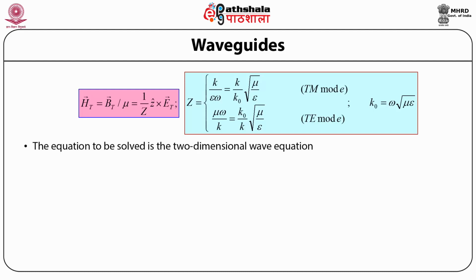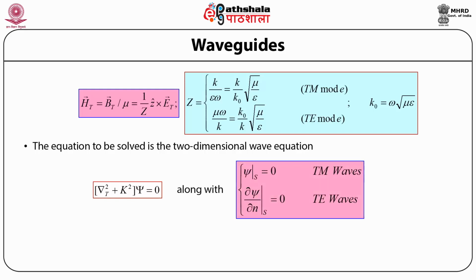So the general equation that needs to be solved is the two-dimensional wave equation given by bracket open del transpose square, that is the transverse component of the del operator whole square, plus capital K square bracket close acting on the wave function psi is equal to 0, along with the conditions that in case of transverse magnetic modes, the wave function psi at the surface is equal to 0, and in case of transverse electric modes, the partial derivative of the wave function with respect to the unit normal, that is del psi by del n at the surface, is equal to 0.